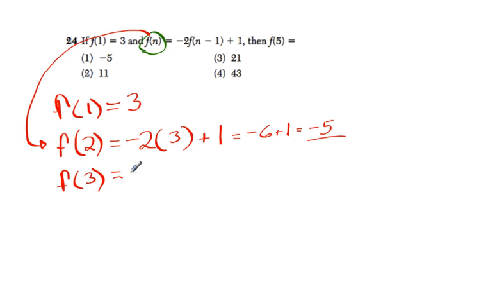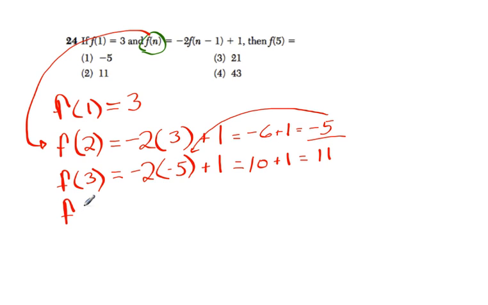Now I'm going to do f of 3. So again, I'm copying down the formula. What was the value of the term before the third term? Negative 5. We just found that. So I'm going to plug in a negative 5 here. And again, you keep plugging in what you found before. Make sure everything else is exactly the same. Negative 2 and the plus 1. So now you're going to get negative 2 times negative 5 is positive 10 plus 1 is 11.